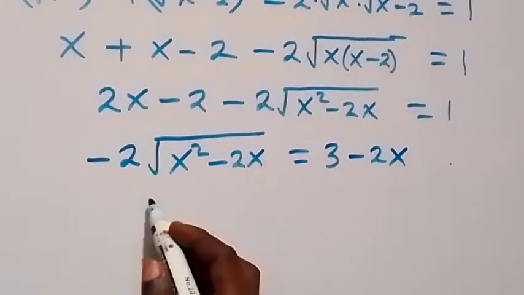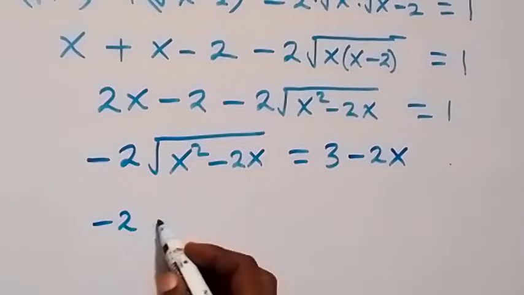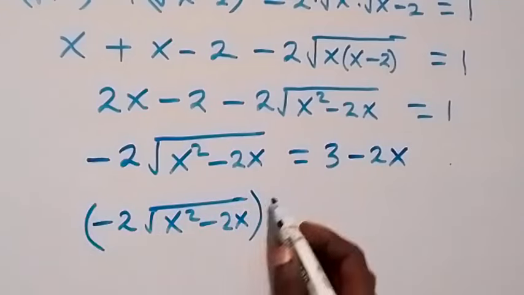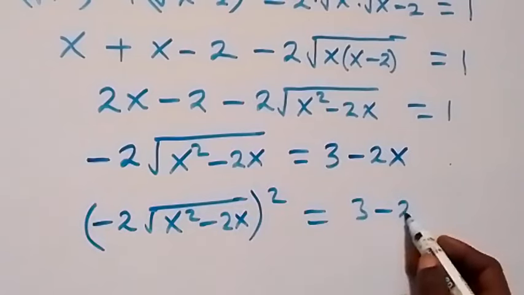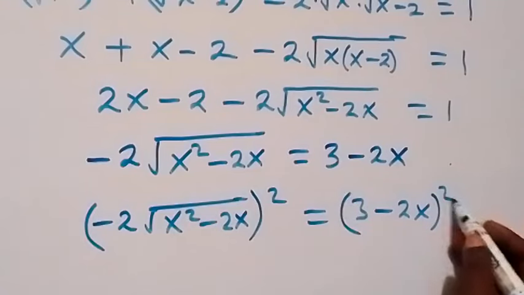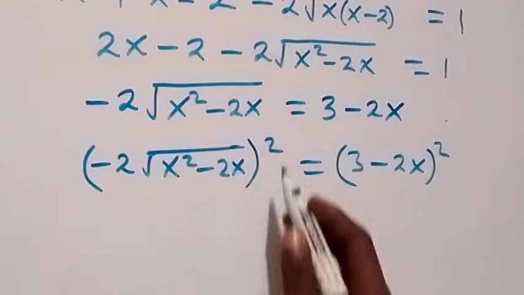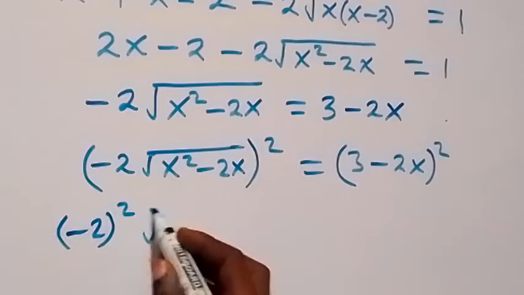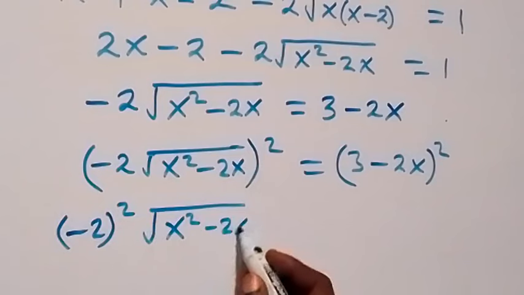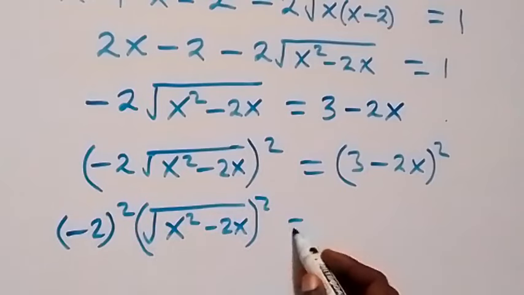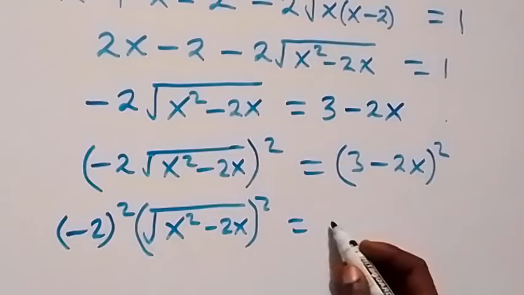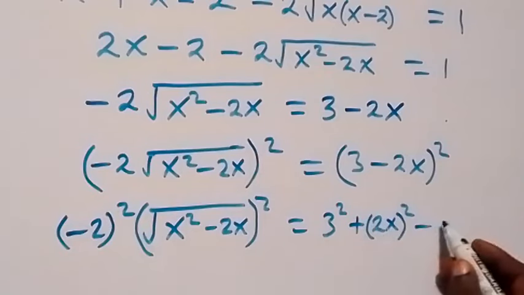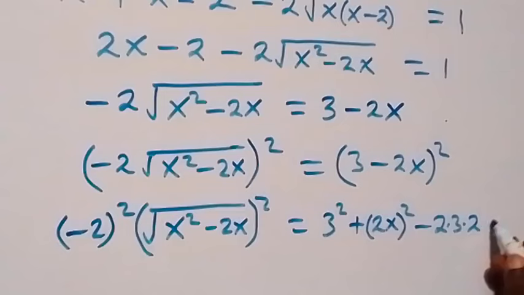Okay, next, let's square both sides again. We have minus 2 root x squared minus 2x, all square, now equals to 3 minus 2x, all square. Then from here, this square will affect minus 2 and this square root. So we have minus 2 square, then also root x square minus 2x, also square. Then equals to here, follow a minus b all square, we have 3 square plus 2x square, then minus 2 times 3 times 2x.